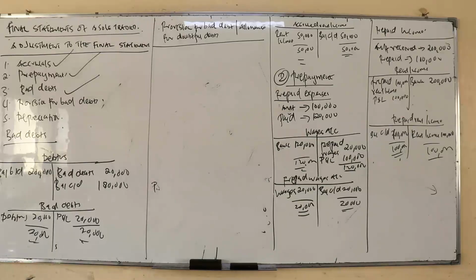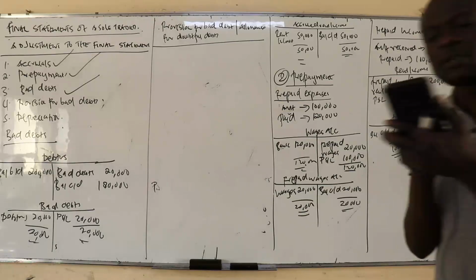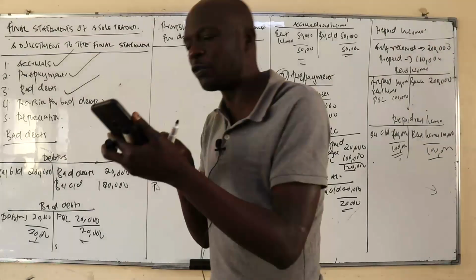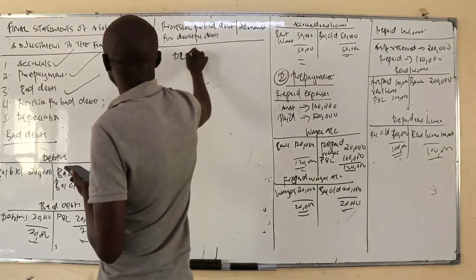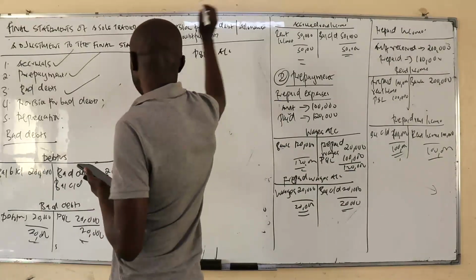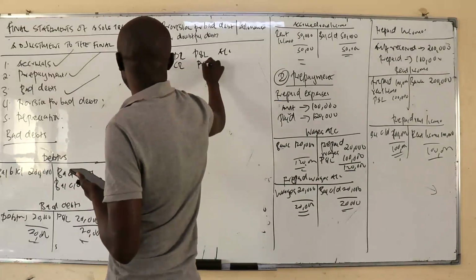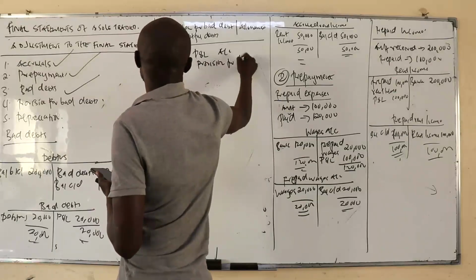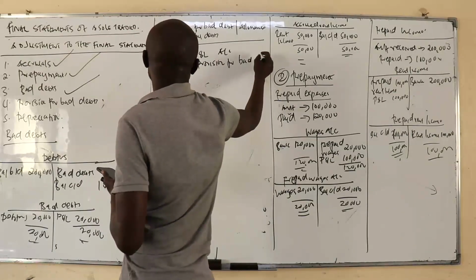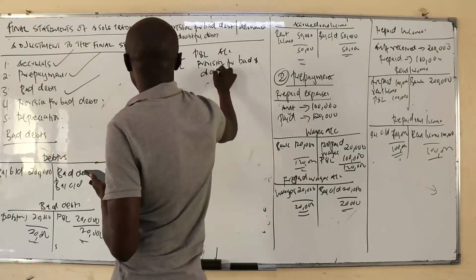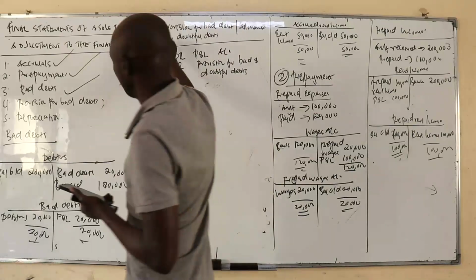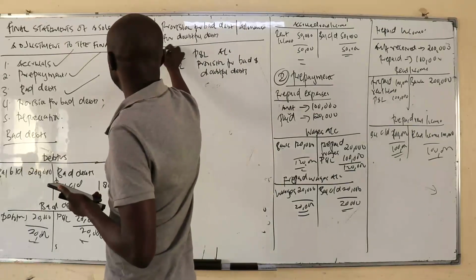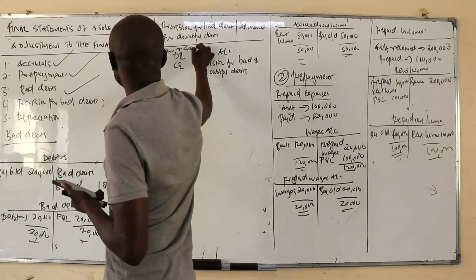So now how do you account for provision? Entries made in the provision. If it is the first time of trading, that is the first year you are creating that provision, you debit profit and loss account, and credit provision for bad and doubtful debts. So that is the first year of creation.